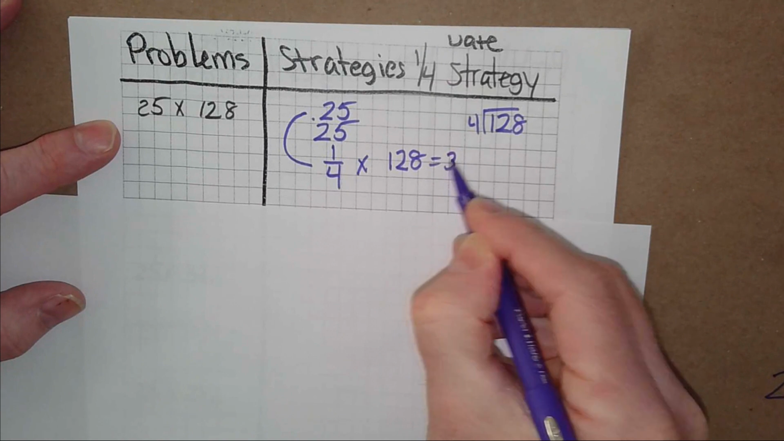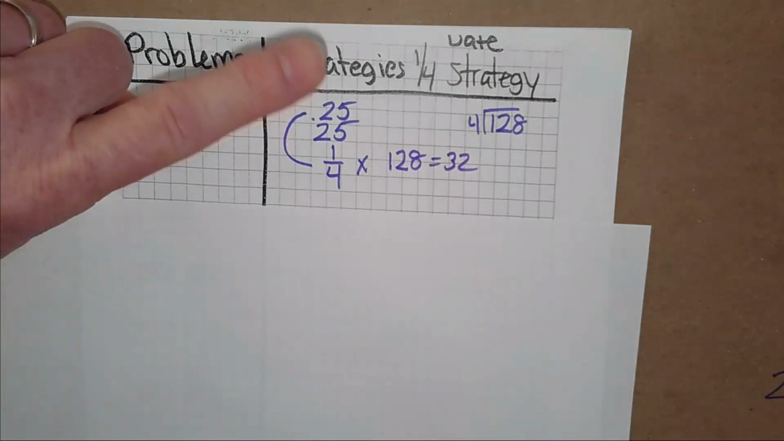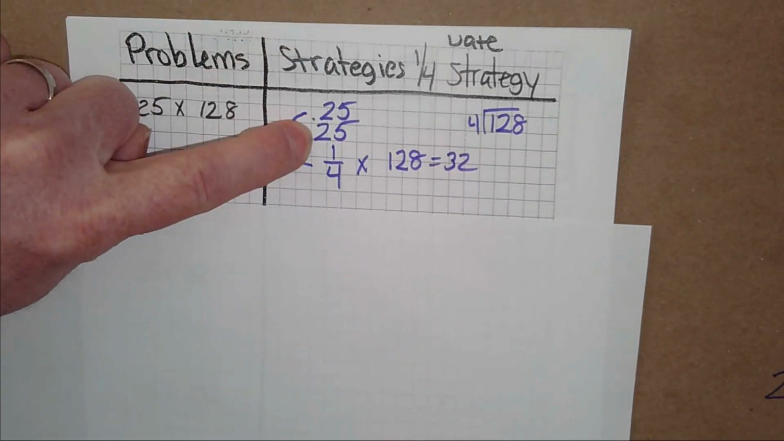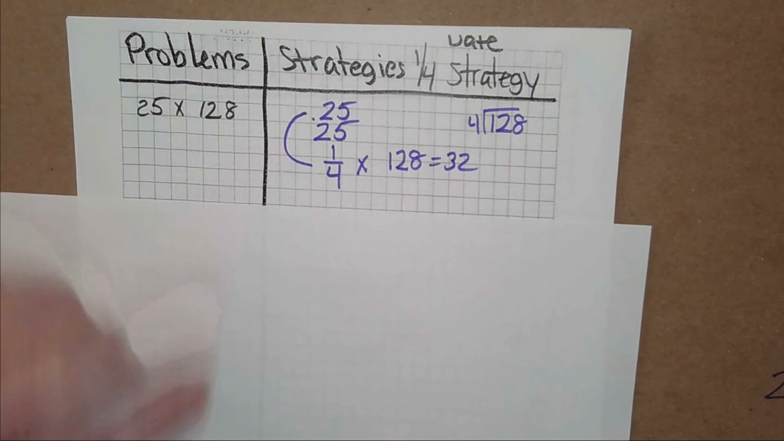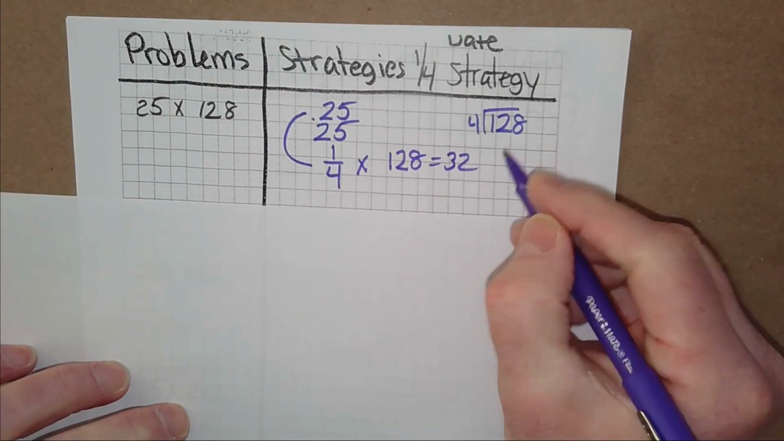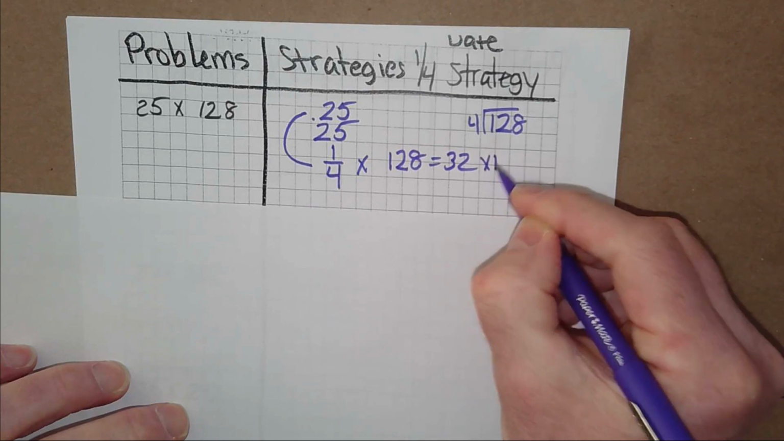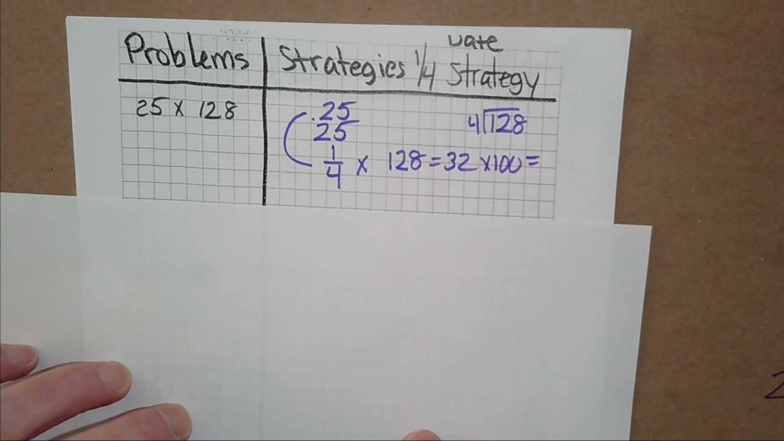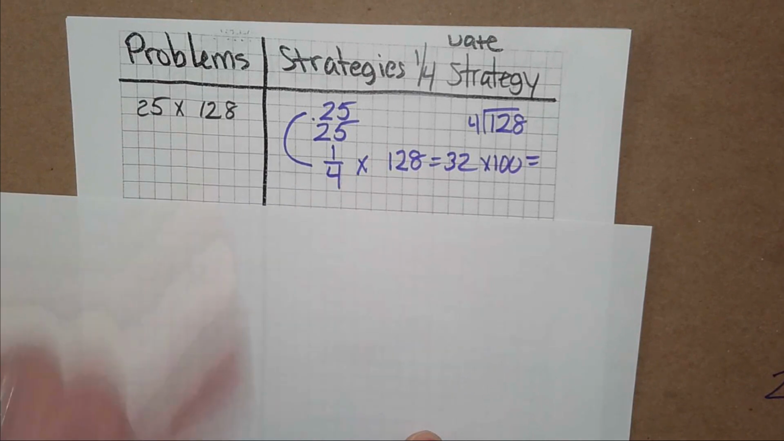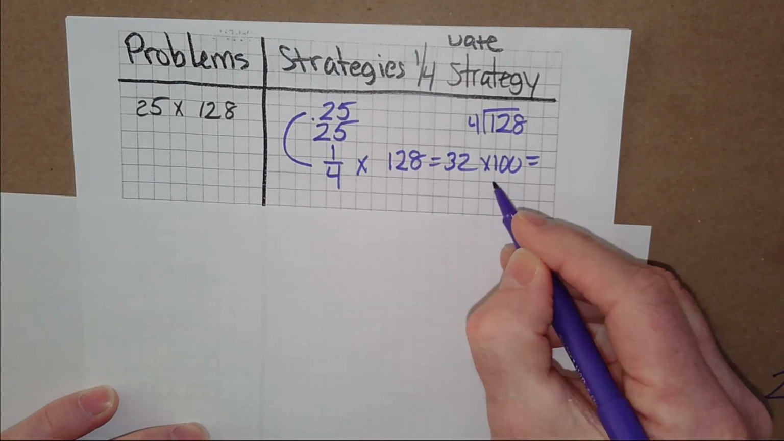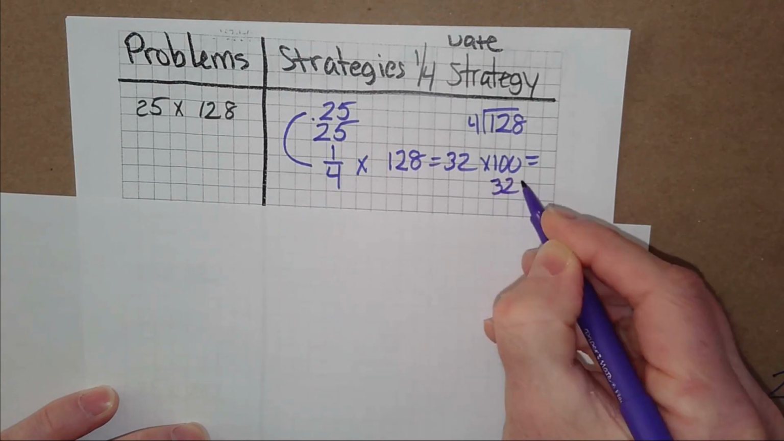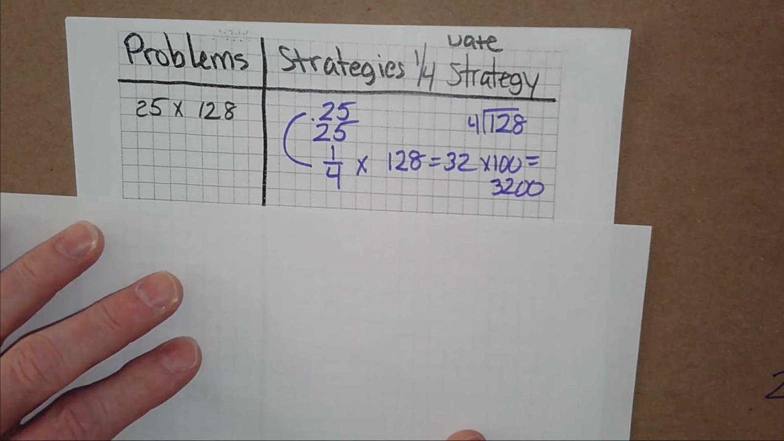And then since 25 is 100 times larger than 25 hundredths, all you have to do is multiply 32 times 100 and you'll get the answer to this. So what's the answer to 25 times 128? Mr. Marty? 3,200. 3,200. Okay, let's try another one.